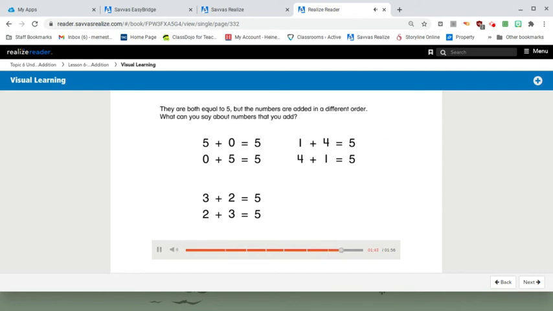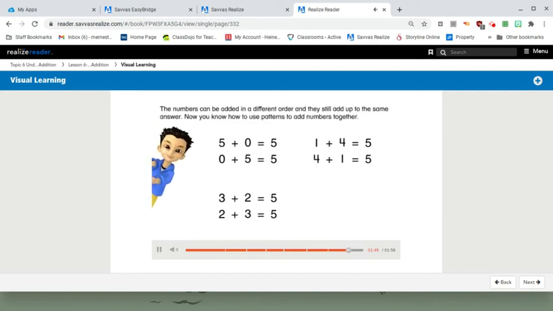What can you say about numbers that you add? The numbers can be in a different order, and they still add up to the same answer. Now you know how to use patterns to add numbers together.